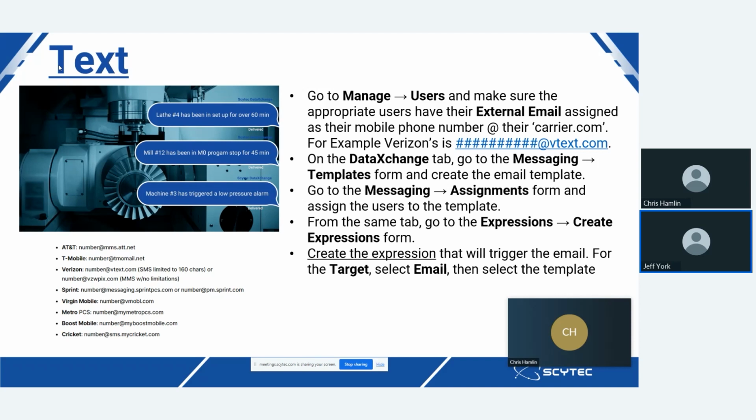You put that template inside of where you had previously put your email, and it works exactly the same way: you create the messaging template, you create the assignment and the expression for it, and then when it gets triggered by whatever threshold, that notification will be sent to you in a text message like what we have in this screenshot, where it says, lathe number 4 has been in a setup for over 60 minutes. Mill number 12 has been in an M0 program stop for 45 minutes.